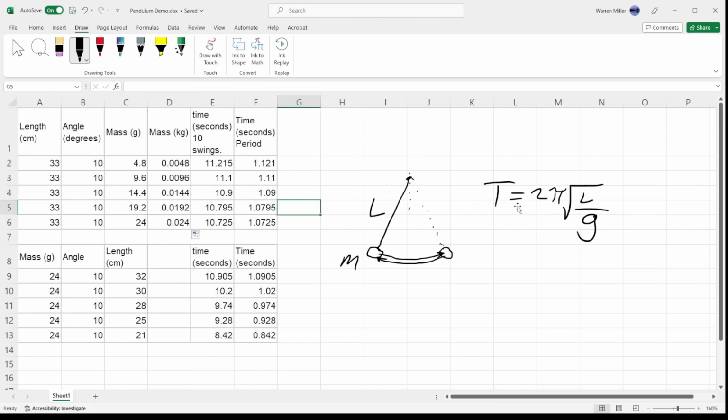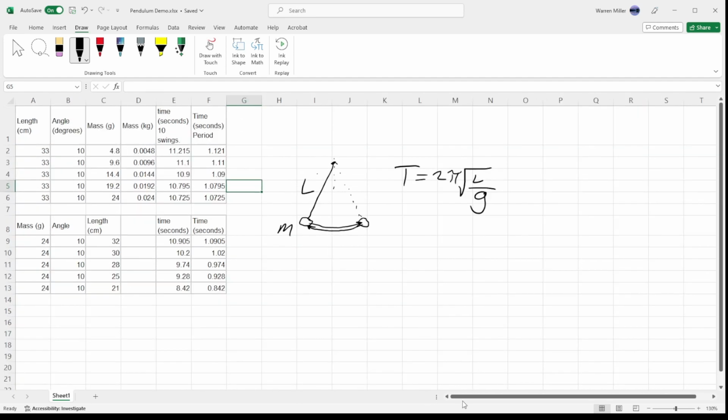So what do we want here? We want the period on the y-axis, and we want mass on the x-axis. So whenever we graph something in Excel, we want to have two columns, an x column and a y column. And the x column is going to be, in this case, the thing that we're changing, which is the mass, right? That's the independent variable. So I'll put that in the x column.